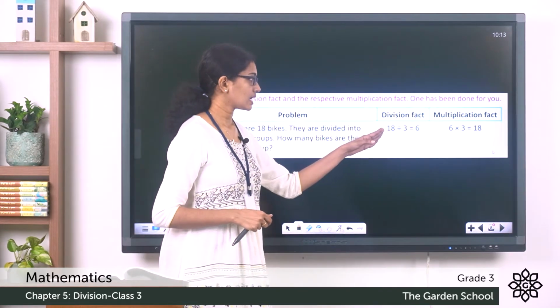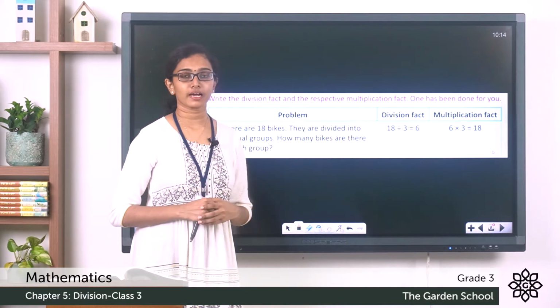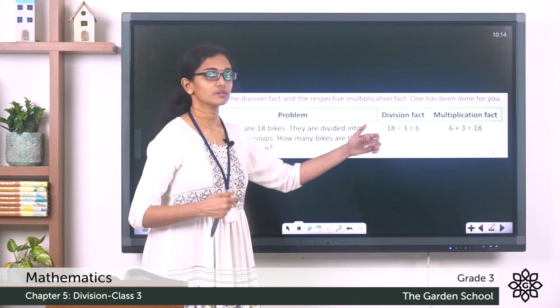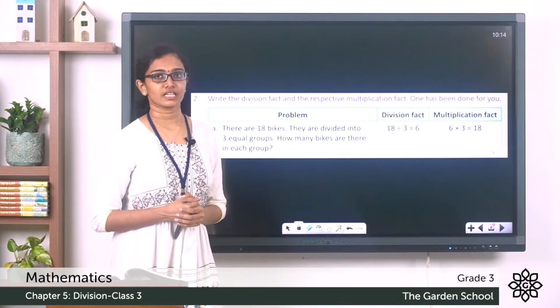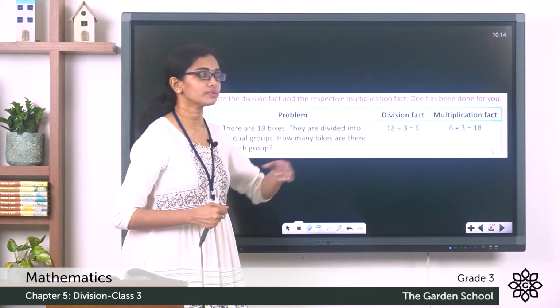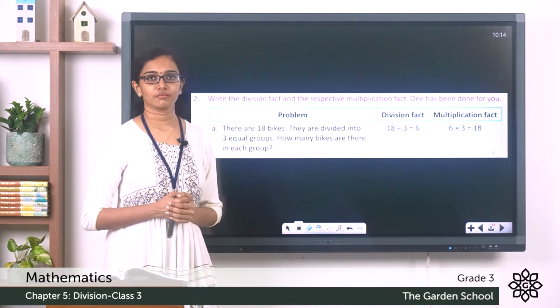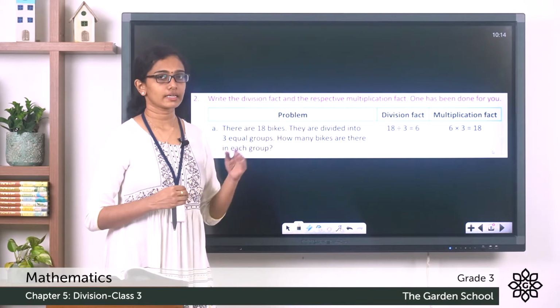So that is 18 divided by 3. And what is 18 divided by 3? 18 divided by 3 is equal to 6, because 6 into 3 is equal to 18. So in each group there will be 6 bikes, and we have written the division fact and the multiplication fact from the question. Now I hope you understood this one.